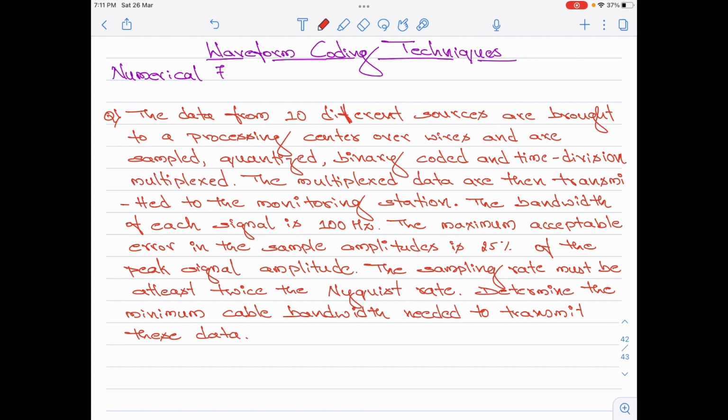The bandwidth of each signal is 100 Hz. The maximum acceptable error in the sampling amplitudes is 25% of the peak signal amplitude. The sampling rate must be at least twice the Nyquist rate. Determine the minimum cable bandwidth needed to transmit these data. Right, let me start with the solution now.